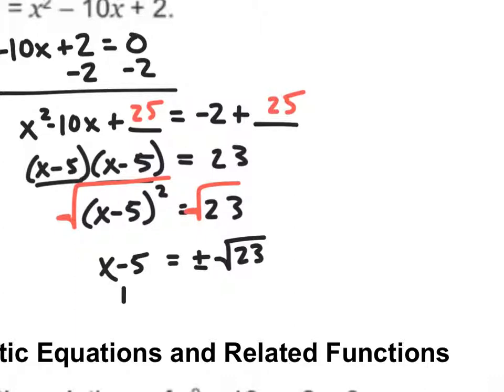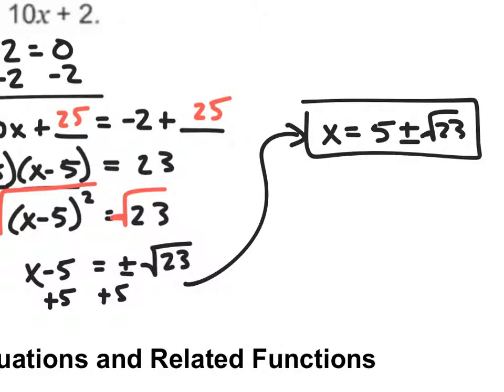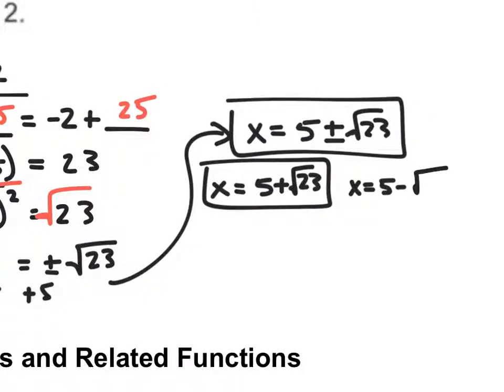Then to solve for x, I'm going to add 5 to both sides, and we simply get that x is going to equal 5 plus or minus the square root of 23. Now you can write your answer like this, and that's fine. That would be acceptable, but you will have two answers. You've got x is equal to 5 plus the square root of 23, all right? And then you've got x is equal to 5 minus the square root of 23, okay? And that's what you have. So you have two answers here.